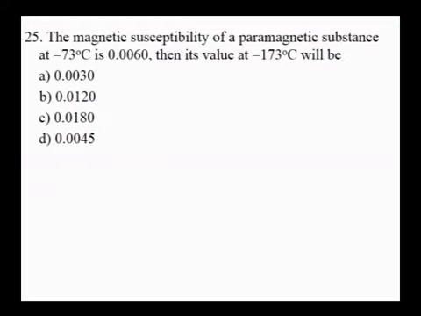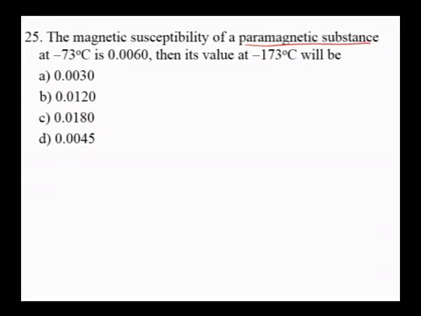See, in this question the paramagnetic substance is given, that is important first, because based on this substance only we can use the relation. One temperature is given as minus 73 degrees Celsius and the other temperature is given as minus 173 degrees Celsius. Susceptibility at one temperature is given and we should find susceptibility at the other temperature.